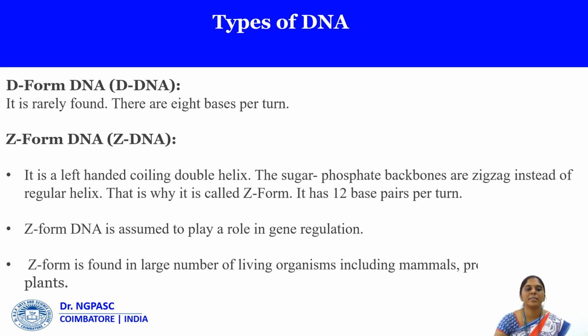So next is the Z form of DNA. The Z form is a left-handed coiling double helix. The sugar phosphate backbone is not normal compared to the other DNA molecules. It is somewhat in a zigzag manner, so it is named zigzag, Z form of DNA. It will have 12 base pairs per turn. This Z form of DNA plays a main role in gene regulation. It is found in all living organisms including mammals, plants, etc.